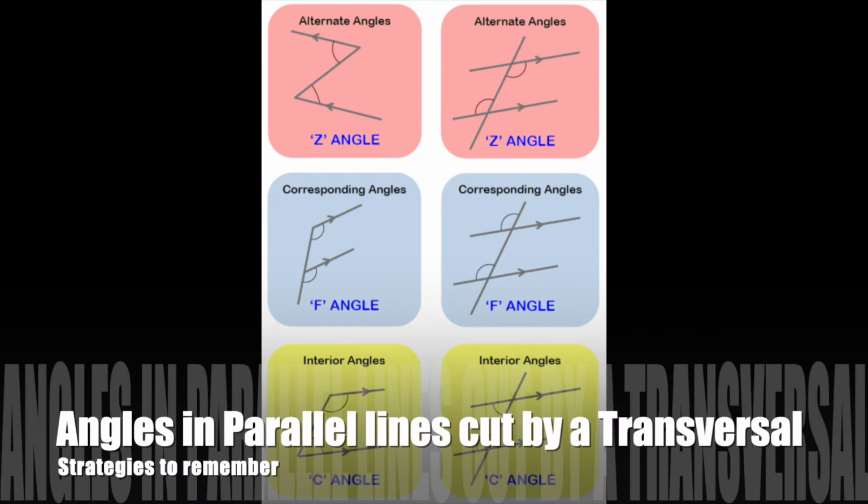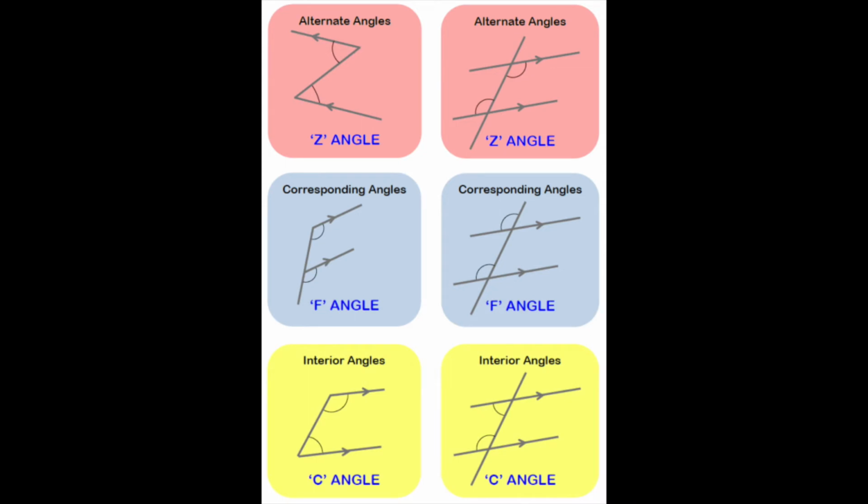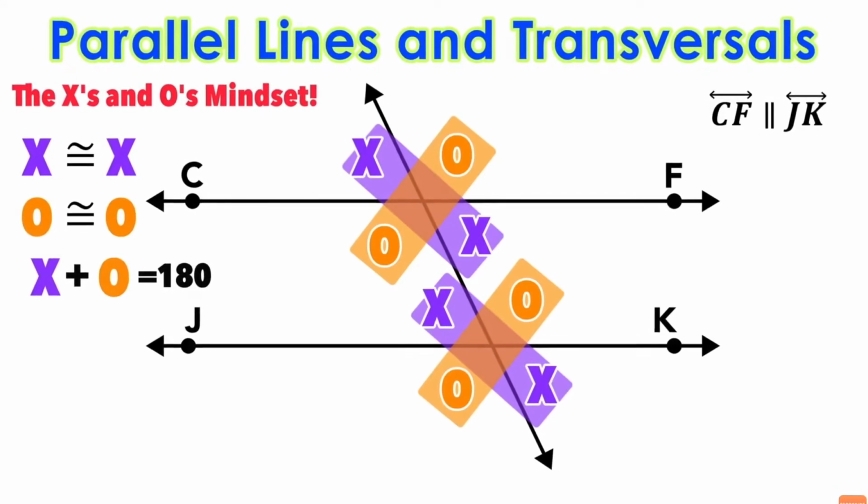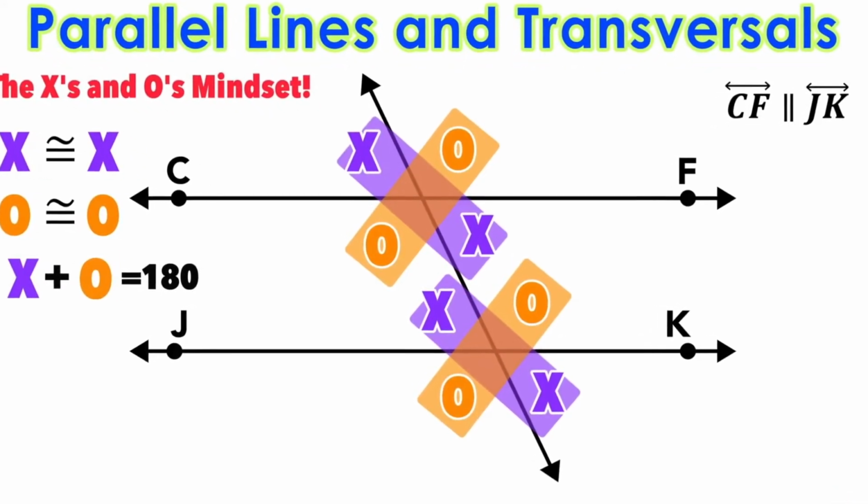Remember different names of angle pairs and where the angles are located. Three strategies are mentioned. Number 1, you may remember the name and its meaning. Number 2, the letter that the angle pairs form. And number 3, mesh up math with the XO mindset, or I usually refer to it as big and small angle.